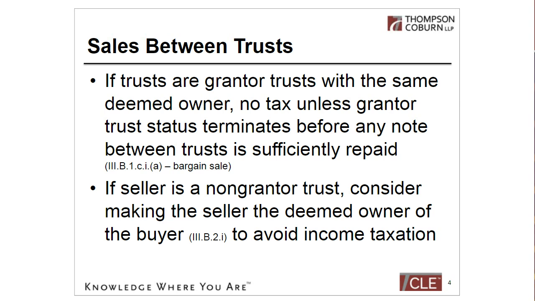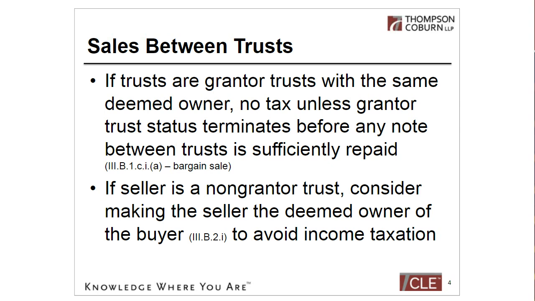I really don't know the answer to it, and I would argue that there is no consequence at all. But who knows what the IRS will come up with? And the idea is, if there is some kind of income tax consequence, I would tend to think that it would fall within the bargain sale rules. And you can see, in a little font at the bottom of that bullet point, it references 3B1C.